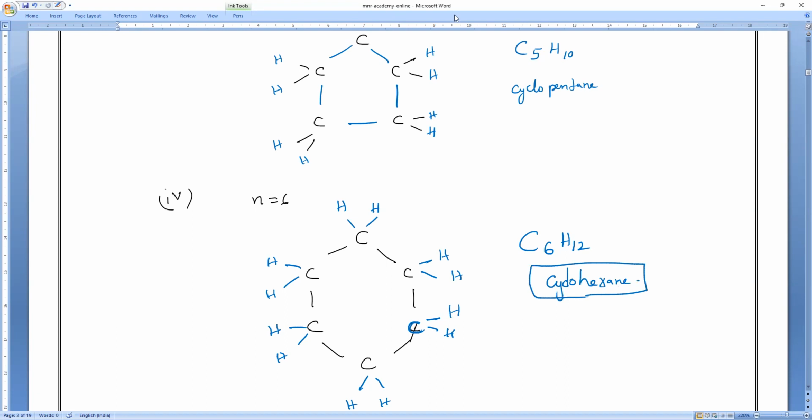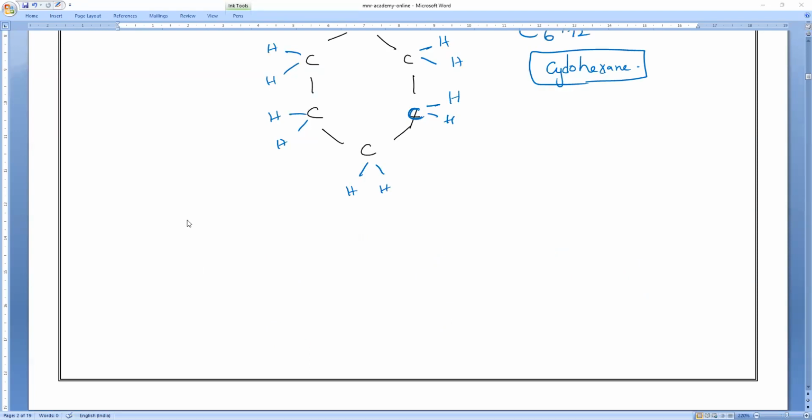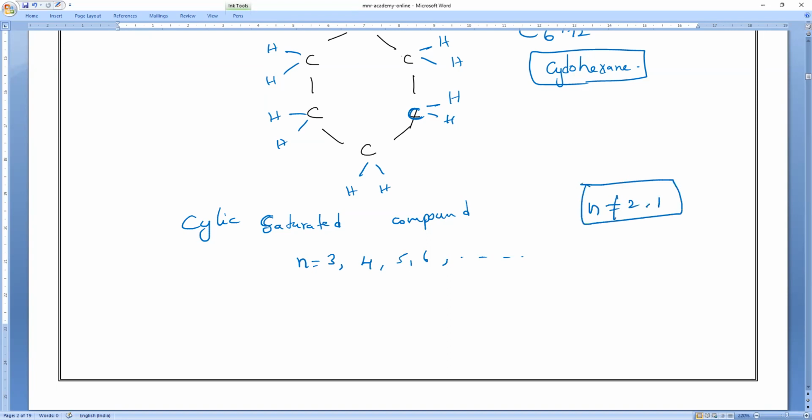Now, cyclic saturated compounds. What are the formulas we have written? Cyclic saturated compounds, tell me the formulas, everybody. Where do cyclic saturated compounds start from? Everybody, what is the first? N is equal to 3, then 4, 5, 6. N is equal to 1 and 2, do they exist or not? It does not exist. Okay. It will start only from n is equal to 3. So n is equal to 3, you can see the formulas.